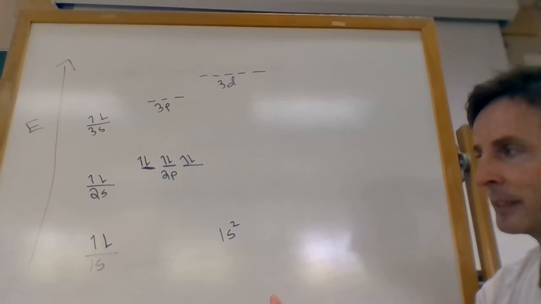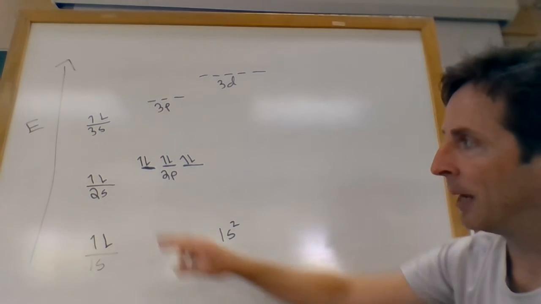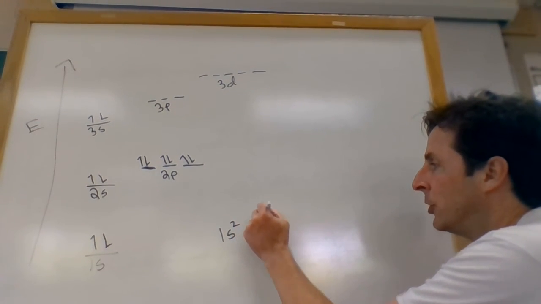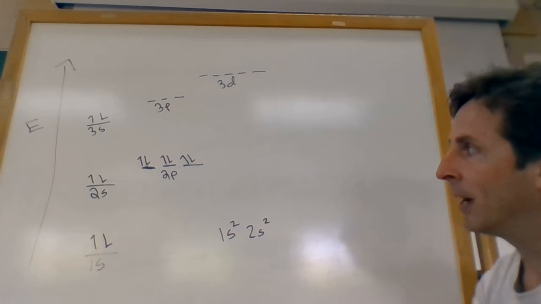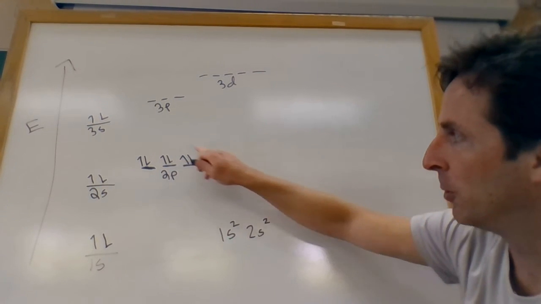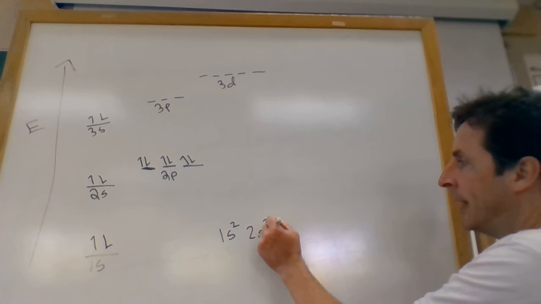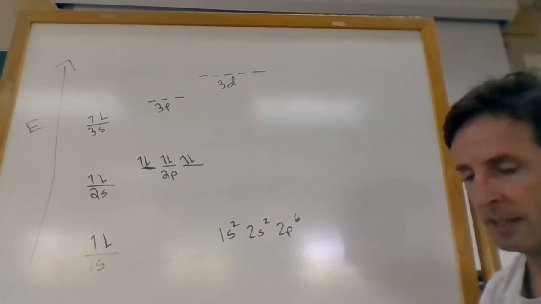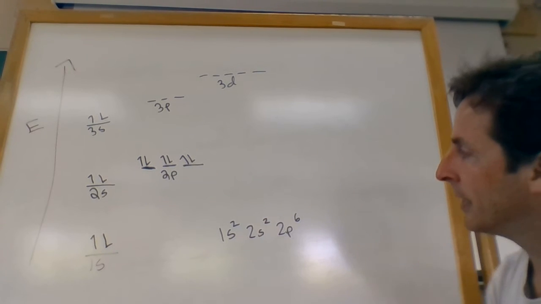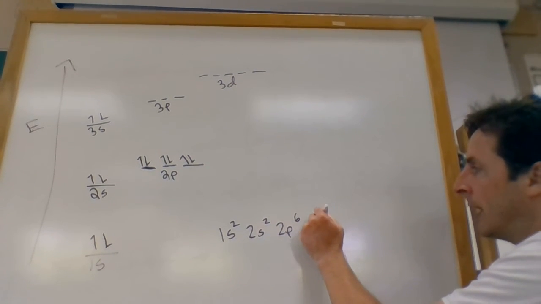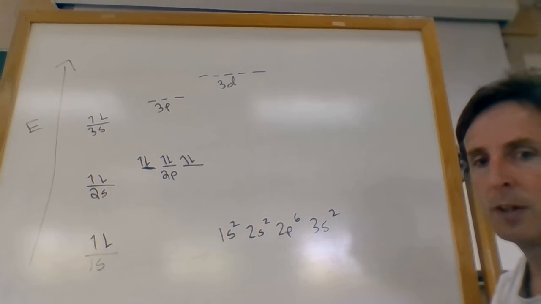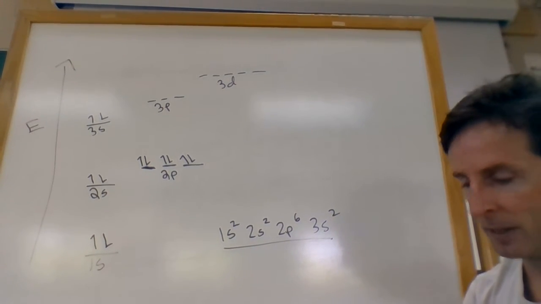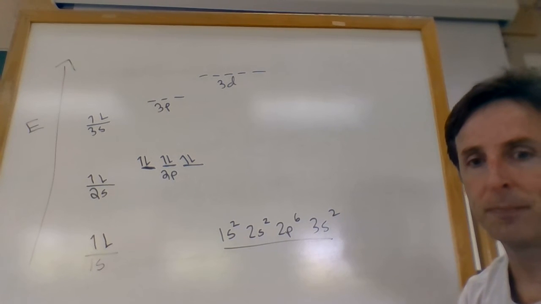What did I do next? Then I went to 2s and I put in 2 electrons. So that's going to be 2s2. Then I went to the 2p's, and as a group I put 6 in there. So that's going to be 2p6. And then finally I went to 3s and did 3s2. So this is a summary of what's in my diagram.